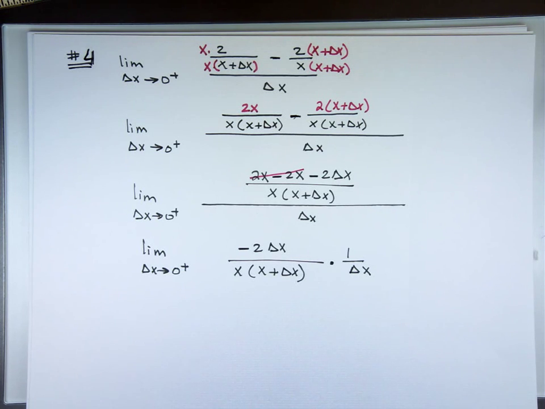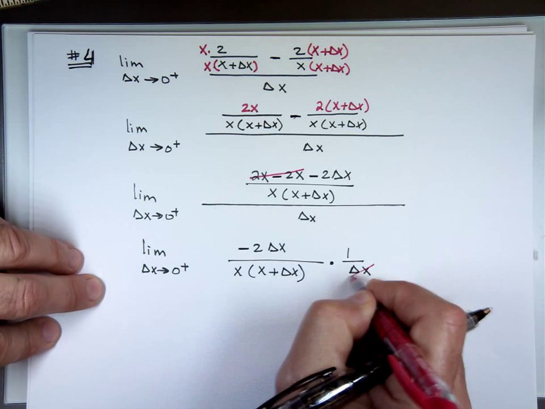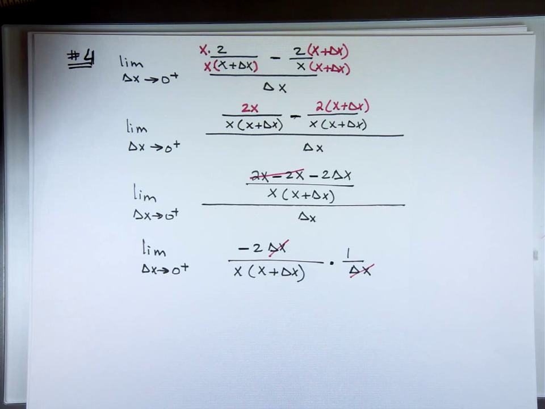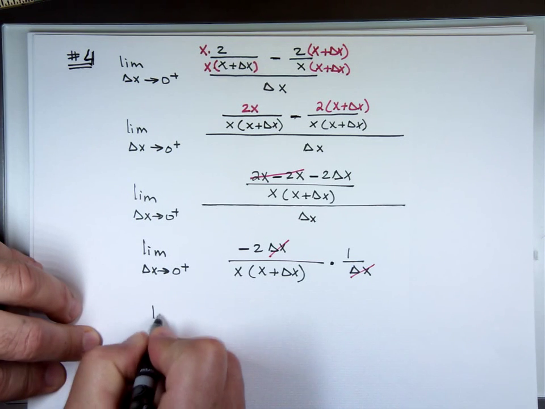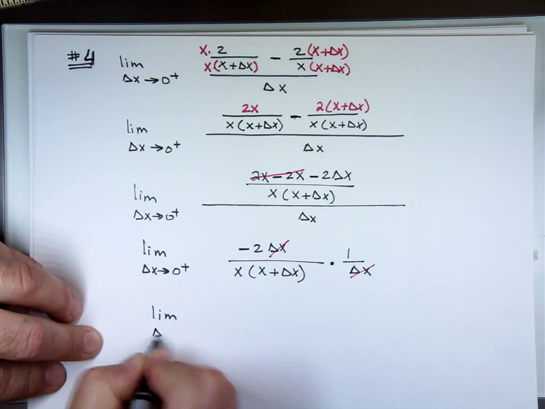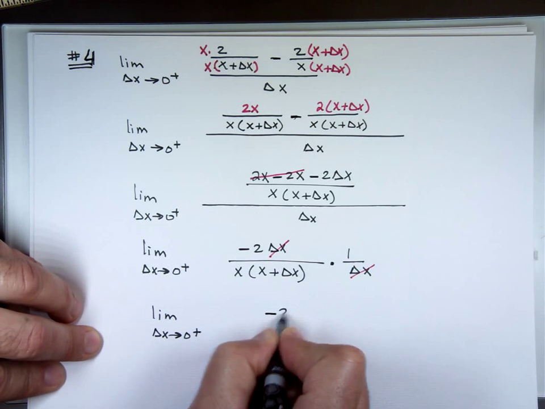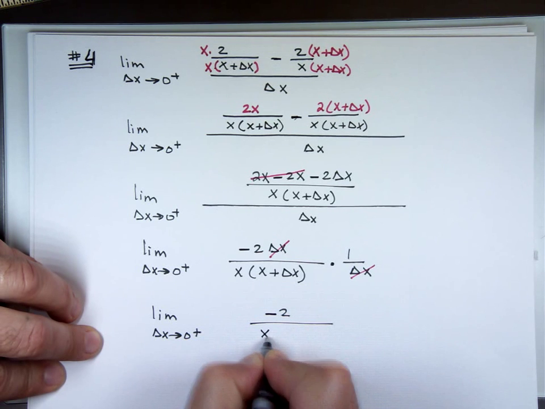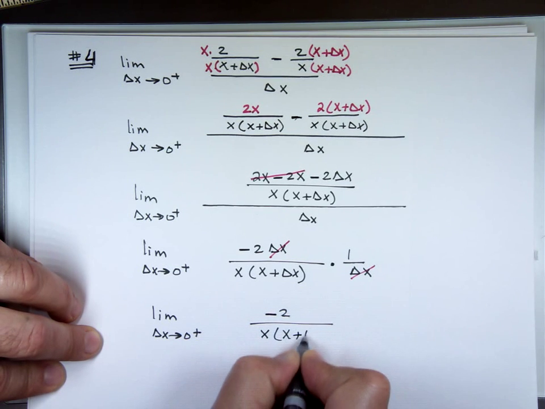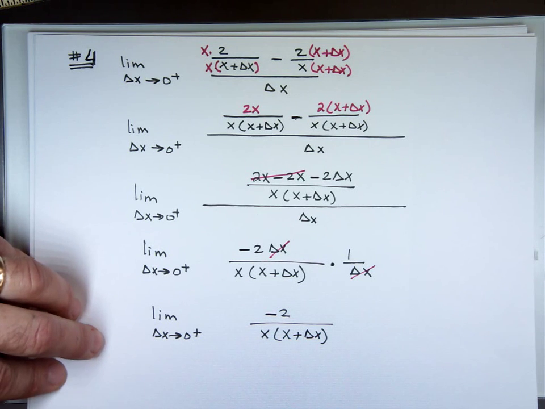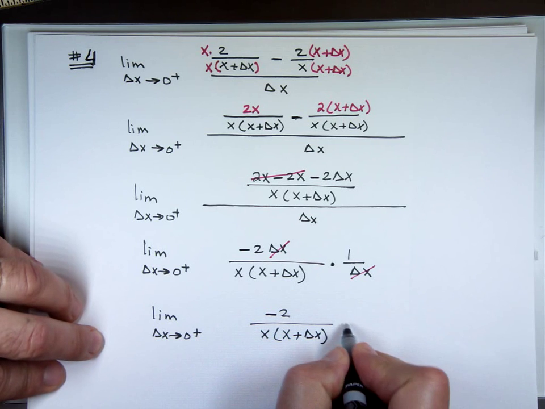What's nice about this now, this delta x will cancel that delta x. Top and bottom. So what's left there? The limit as delta x approaches 0, negative 2 over x times x plus delta x. Now let delta x be 0 or 0 plus. Who cares? Delta x is 0. What do you have?